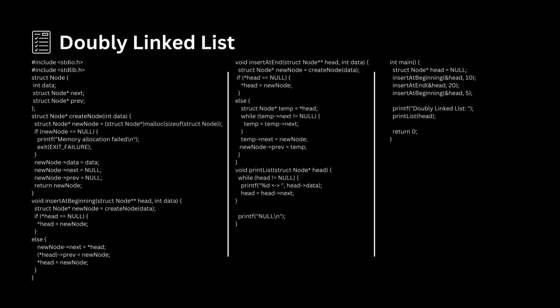In summary, this main function creates a doubly linked list, inserts nodes with the data values 10, 20, and 5 at the beginning and the end of the list, and then prints the entire doubly linked list. The output would be something like this.